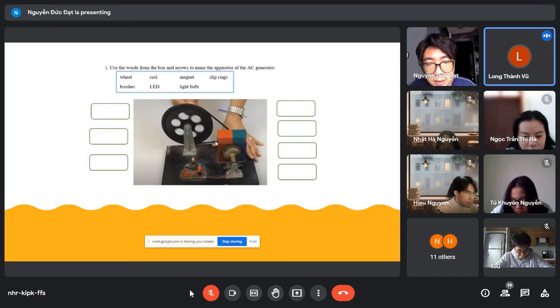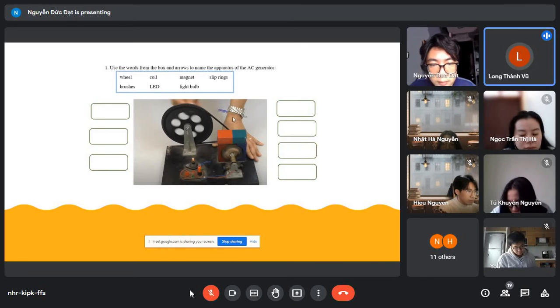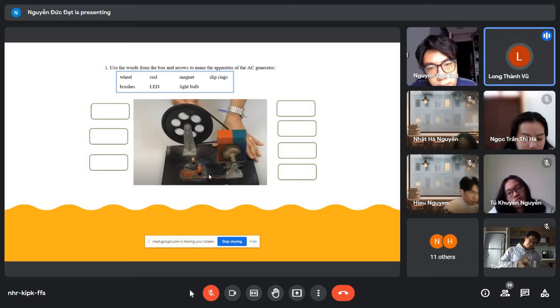I think the LED is more important in this experiment. Yes. Can you tell me why? Because in this experiment we want to examine the work of an AC generator, so the current must be alternating and the direction of the current must change over time. So the light bulb cannot identify which direction the current is running, but the LED can. The LED lighting in the opposite direction can show that the direction is changing over time.